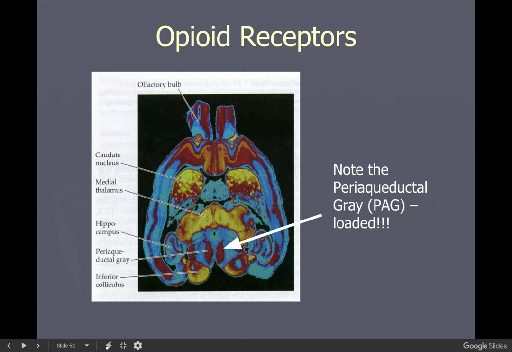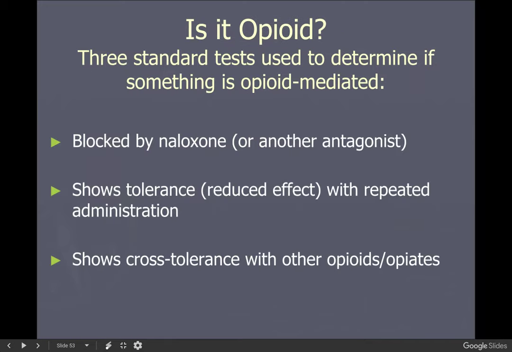And the label says caudate, but it's really Kapoor. You can see little hotbeds at the base of the olfactory bulbs. Thalamus, of course, is important for relaying information from the rest of the body to the cerebral cortex, so that's not too surprising. Cerebral cortex has some, particularly the frontal cortex, prefrontal cortex, a lot of opiate receptors, but we're here to talk about the periaqueductal gray, and it's pretty loaded. The periaqueductal gray, the around the aqueduct gray.